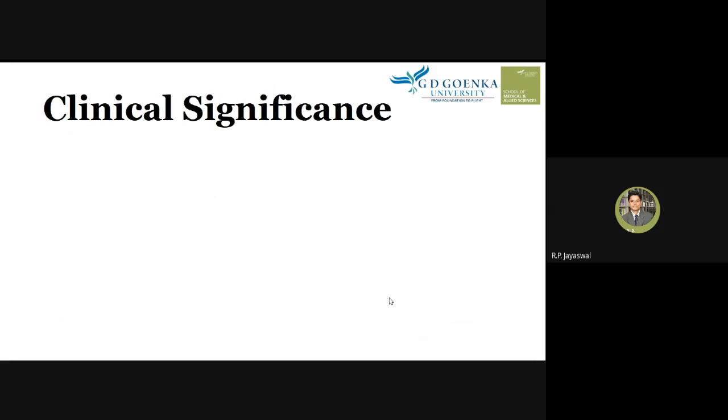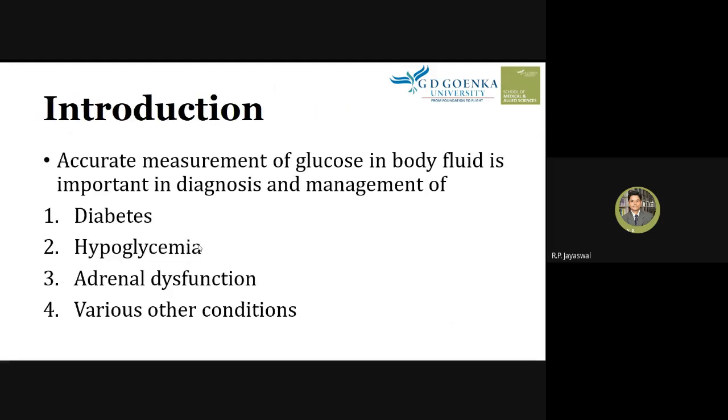So these are the importance or application of glucose test, where the accurate measurement of glucose in our body fluid, basically blood, is very, very important. It helps us to diagnose and manage disorders like diabetes and hypoglycemia, where the glucose level decreases, adrenal dysfunction, where there are abnormalities of the adrenal gland, and various other conditions such as when we go for surgery.